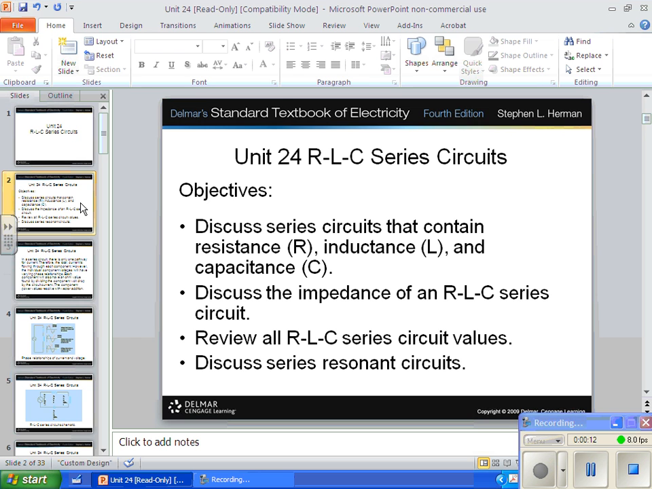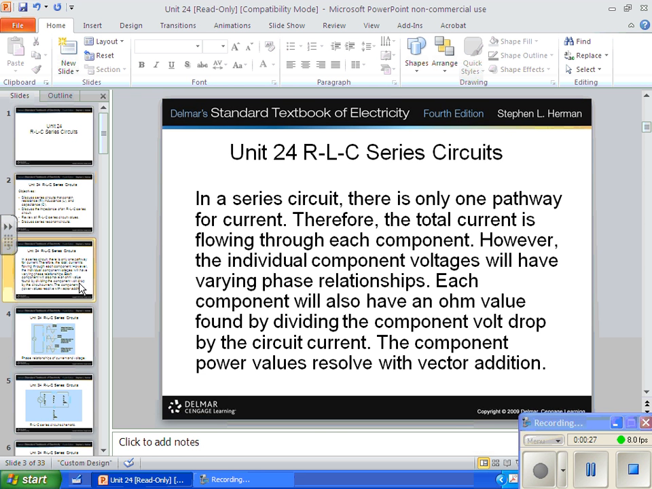Okay, we're going to discuss series circuits that contain resistance, inductance, and capacitance. We're going to discuss the impedance of an RLC series circuit. We're going to review RLC circuit values and discuss series resonance circuits. What is resonant? It has a 100% power factor. It has a 0-degree phase angle. That's a resonant circuit. Okay?